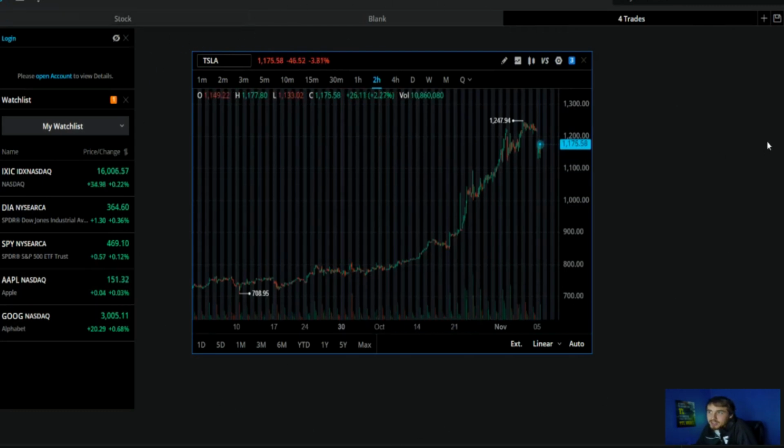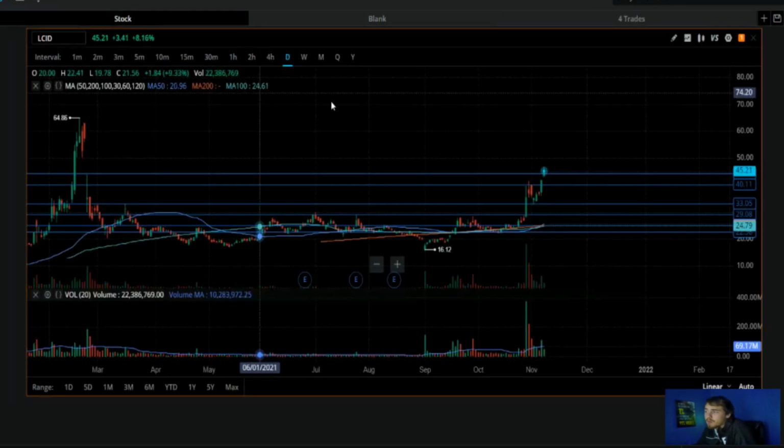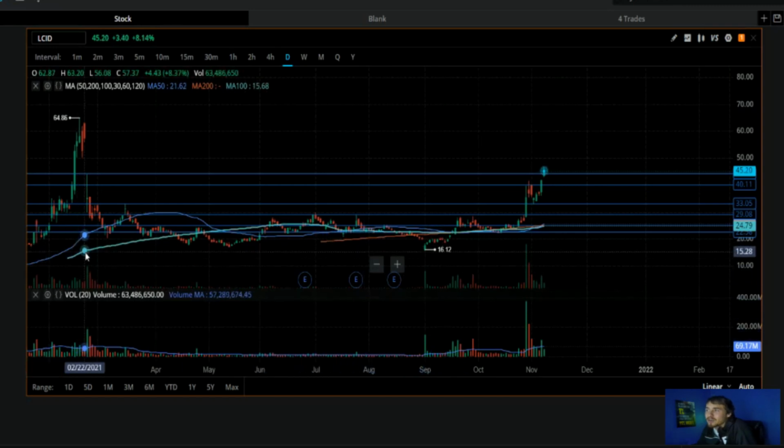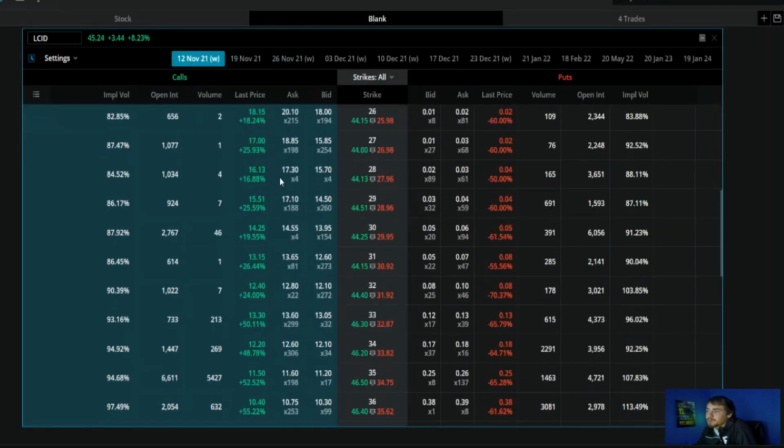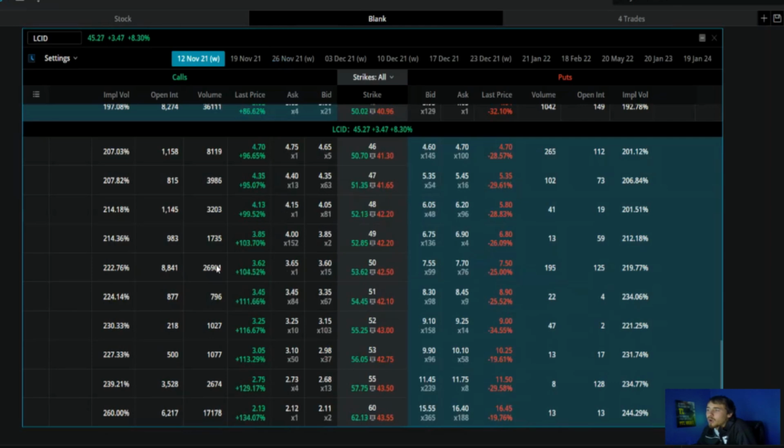As well as that, you're still seeing those FOMO buyers in Lucid Motors. You are seeing some shorts covering, I would imagine, and that increased option activity. Let's take a look. We're seeing quite a bit of activity at the $50 strike expiring by the end of this week. So it would not surprise me to go to about $50 per share.